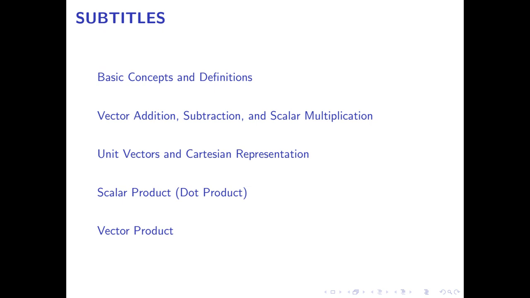We would then go on to scalar product, and we would do some examples on calculating scalar product. Scalar product is also referred to as dot product. Finally, we would end with vector product. Vector product also referred to as cross product, all right? And we'll see examples.